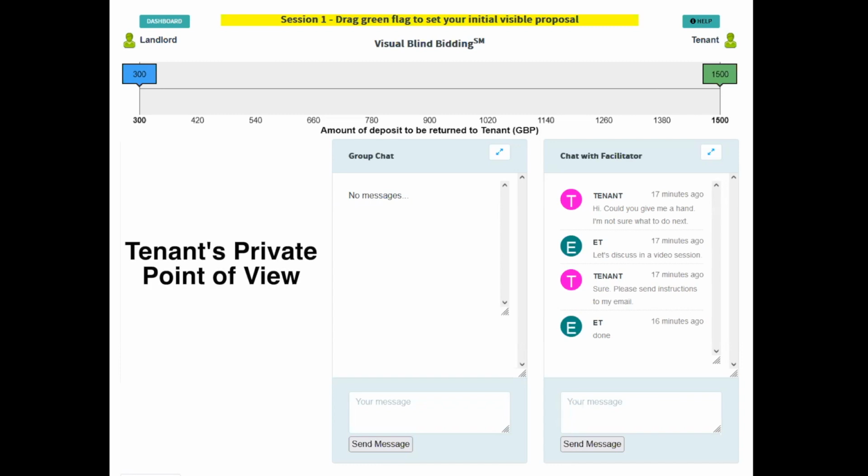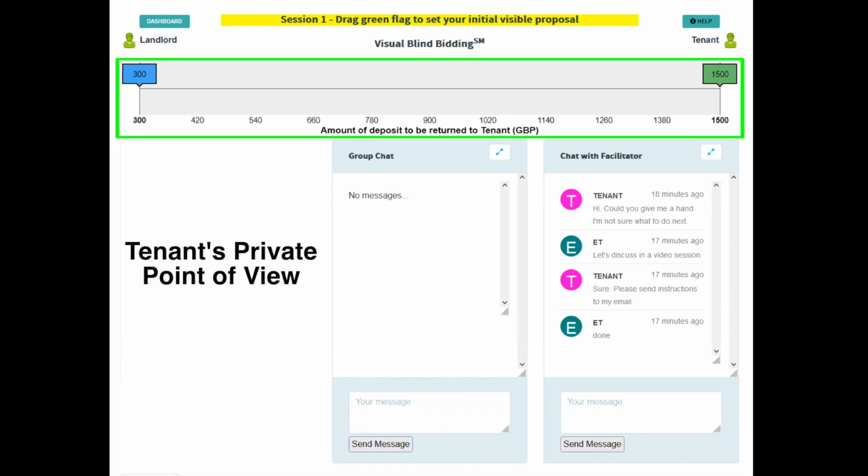The case has been set up by Mia, who has invited both parties. We're going to watch the bidding phase from tenant's point of view. Tenant's most preferred outcome is on the right-hand side, while landlord's most preferred outcome is on the left-hand side. Parties take turns making moves.